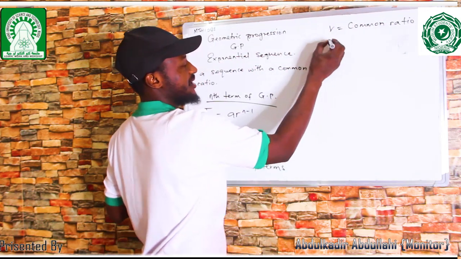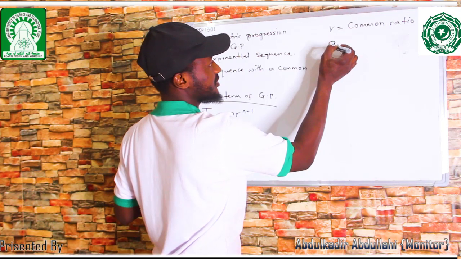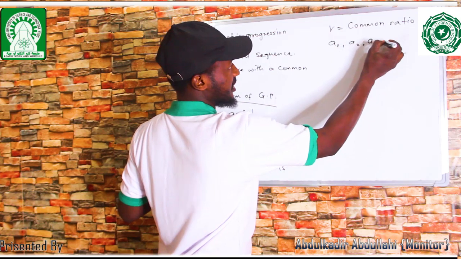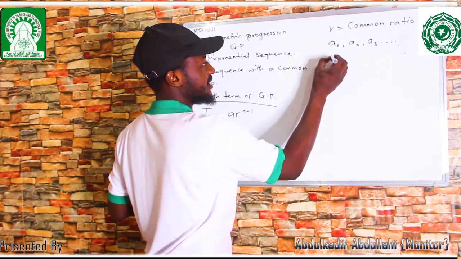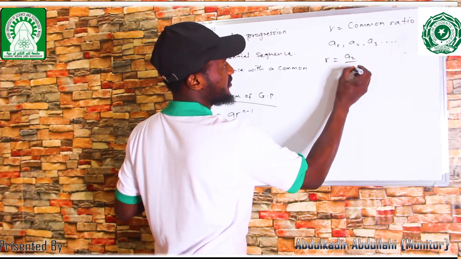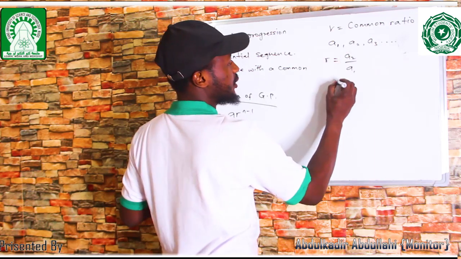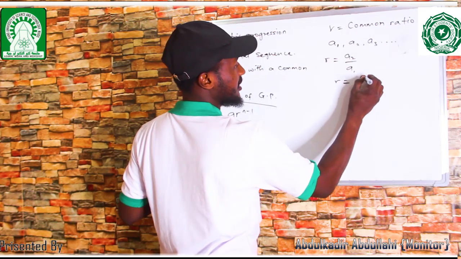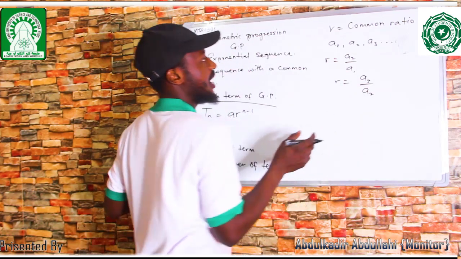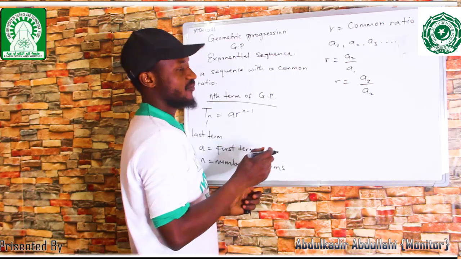And to get this r, for instance, if I am having some GP terms A1, A2, A3, and the rest, to get r you divide the next term by the previous term. That is this one divided by this one. Or if you like, you may divide this one by the previous one. That is how to get r, or the common ratio, of a geometric progression.